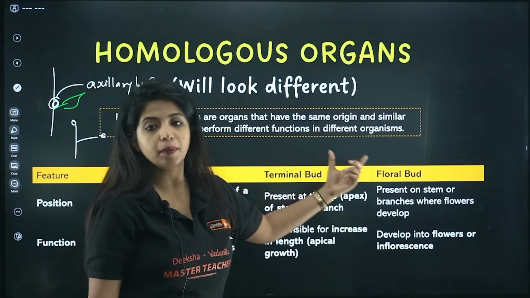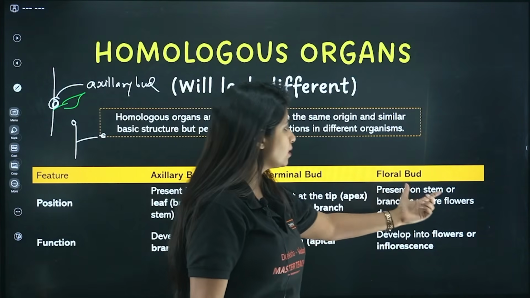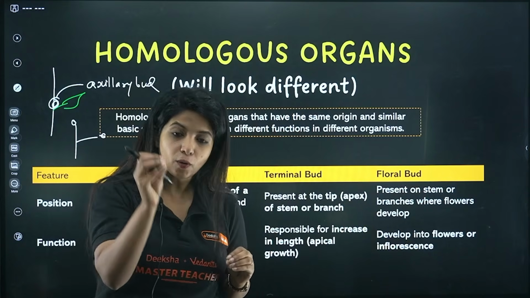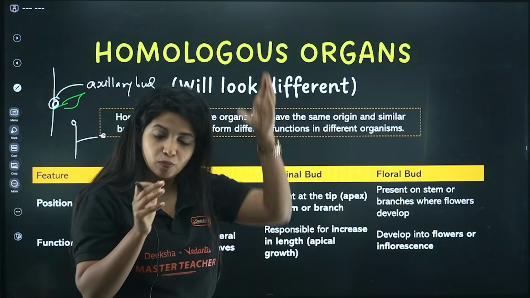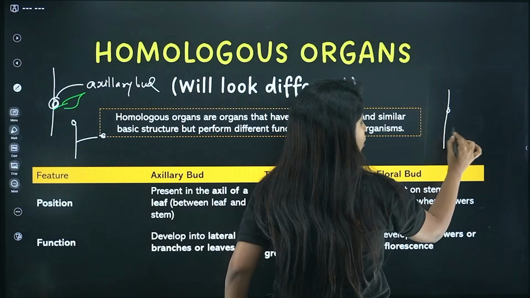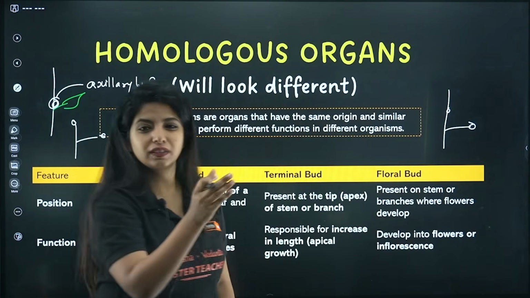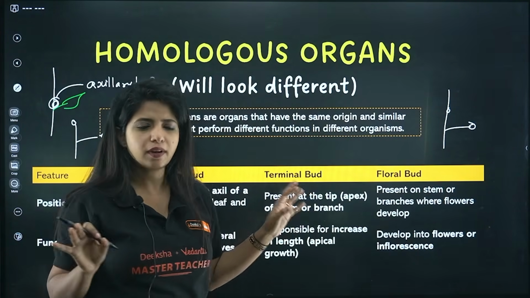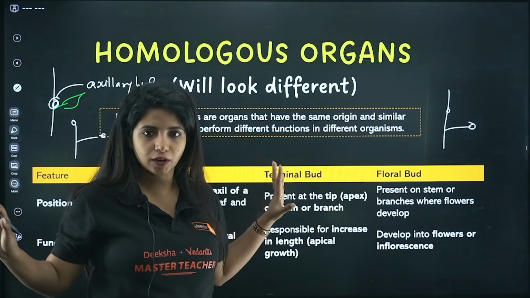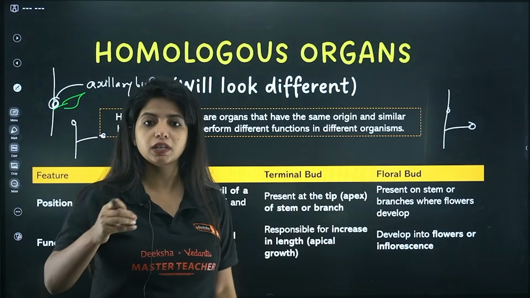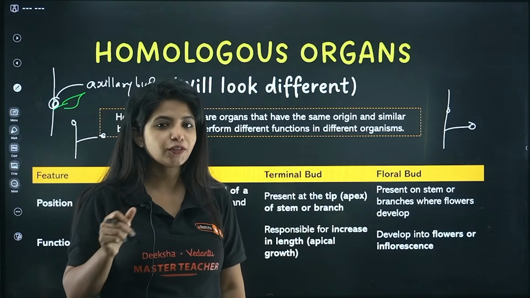Now there is floral bud. So floral bud is present on the stem or the branches where the flowers develop. So it can be on the stem or on the branches. Now each of these buds, my dear children, can give rise to different things, which is why I told you to have a general idea of it. That's all. So axillary bud, terminal bud and floral bud. Floral bud usually gives rise to flower, but over here it is going to give rise to something else.